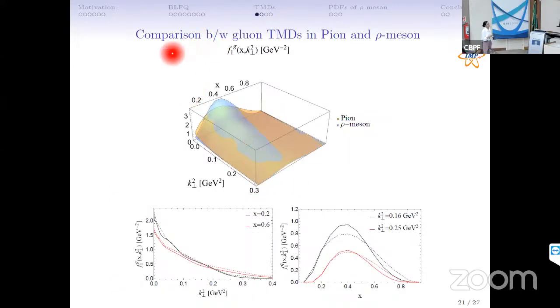Then we have the gluon TMDs. We have also compared the gluon TMD results of the pion and rho mesons. These are almost the same, just the difference is in the magnitude. They are almost the same in k and with respect to x. The solid line is for rho, and the dashed line is for pion.